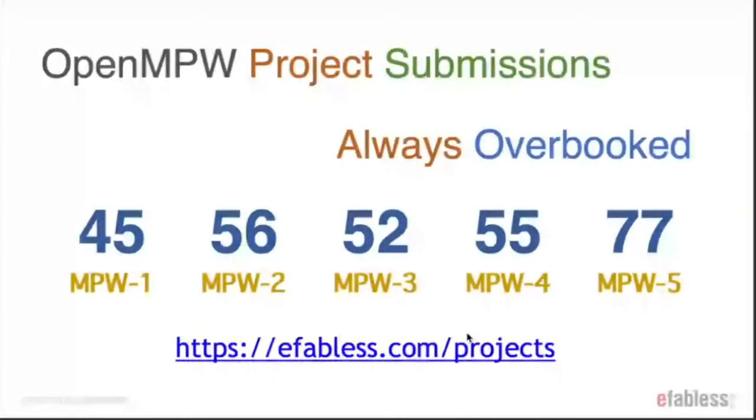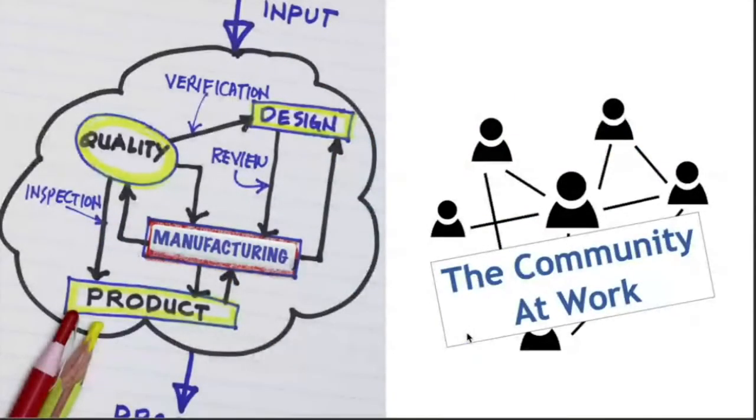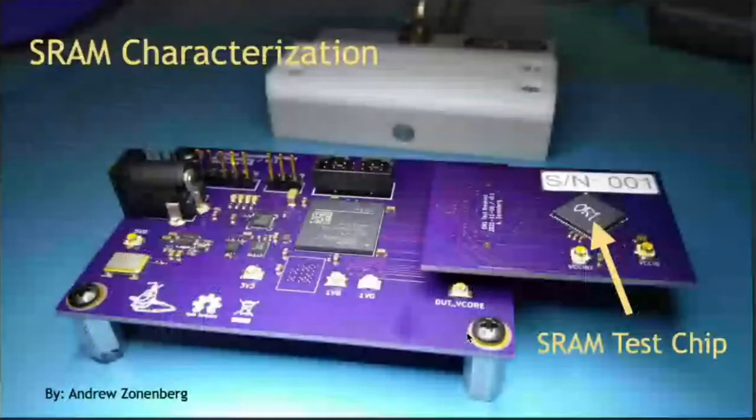And here are some quick statistics about the number of designs that were submitted. There was a noticeable increase in 2020. The first shuttle in 2020 was MPW5, with 77 submissions, and the slots were 40.